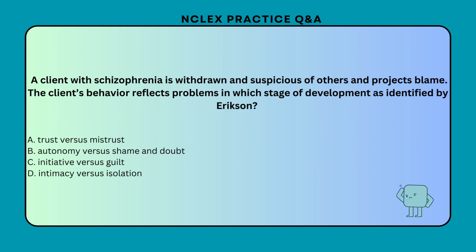A client with schizophrenia is withdrawn and suspicious of others and projects blame. The client's behavior reflects problems in which stage of development as identified by Erikson? A. Trust versus mistrust. B. Autonomy versus shame and doubt. C. Initiative versus guilt. D. Intimacy versus isolation.